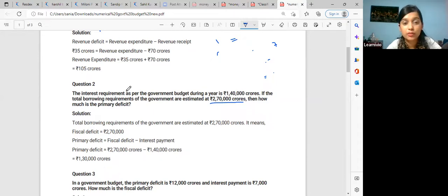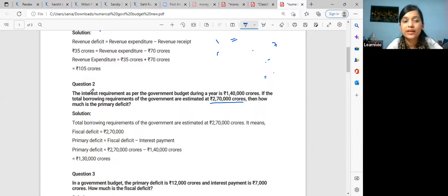So quickly write question number 2. If you are not aware that fiscal deficit equals borrowing, then you are not going to solve this. This is one of the simplest questions. But you can solve it when you know that fiscal deficit equals borrowing in case the total expenditure and total receipt entries for fiscal deficit are not given.